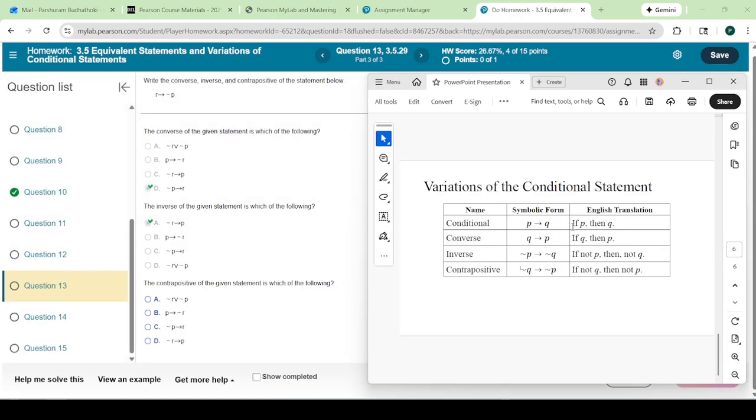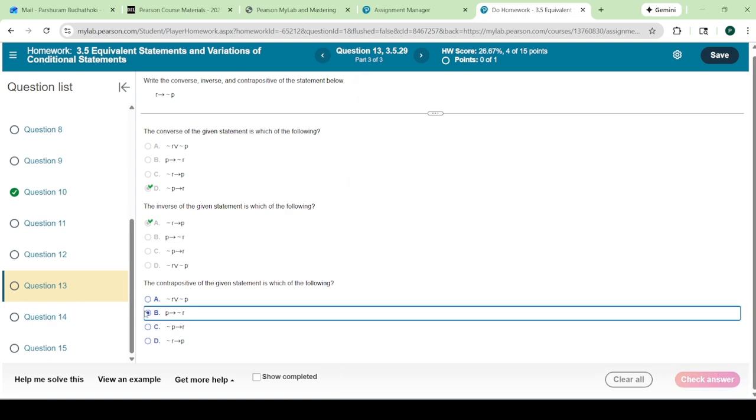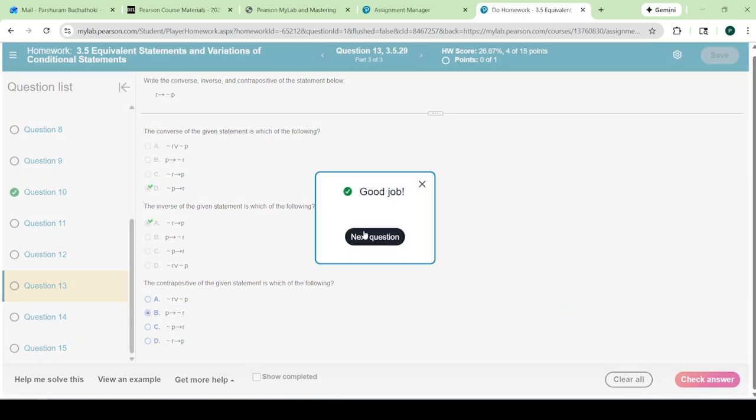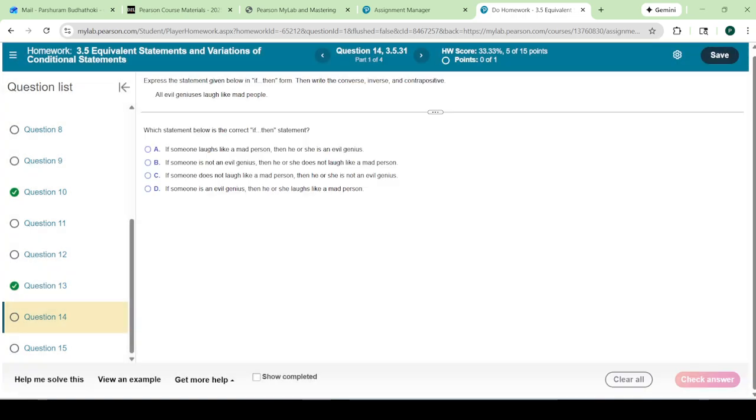The contrapositive is you flip it and then you negate it. So P implies negation of R. That's the contrapositive. And that's all for this section.